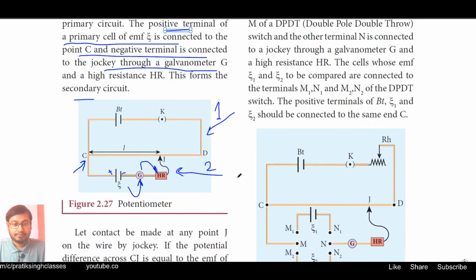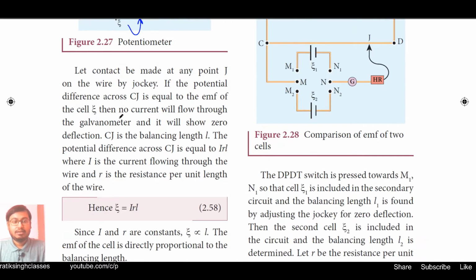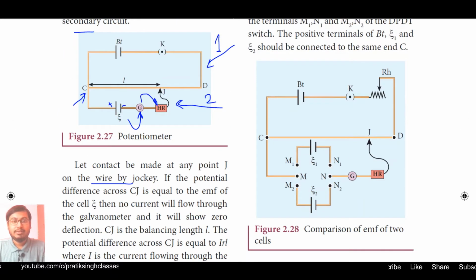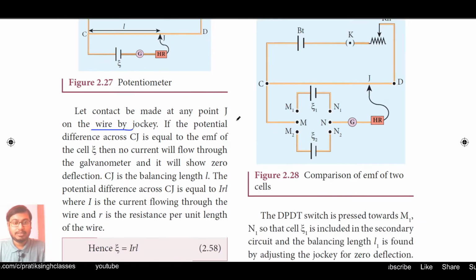Let contact be made at any point J on the wire by the jockey. So what we do now is we slide the jockey over the wire between C and D. The wire is made of Constantan or manganese. They have some special properties. What is that? We will see at the end of this topic. So what happens there is, at some point between C and D we get zero deflection in the galvanometer. We have to find what is the position.